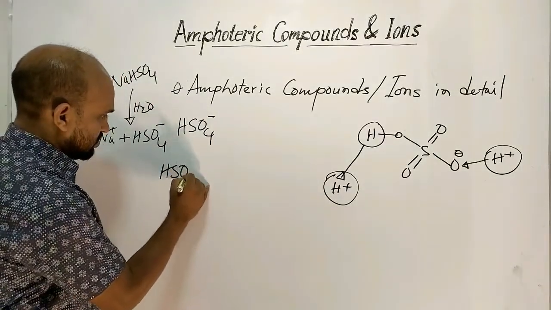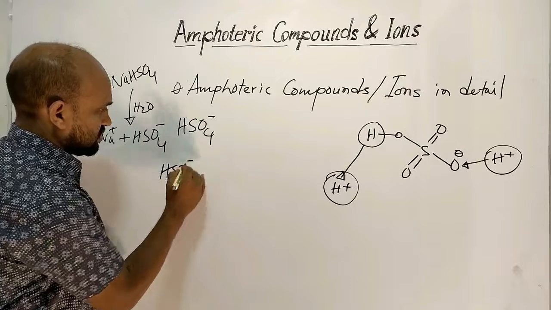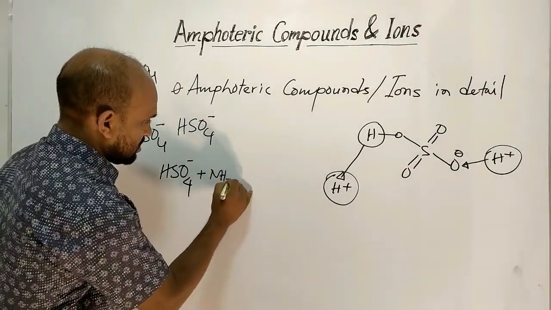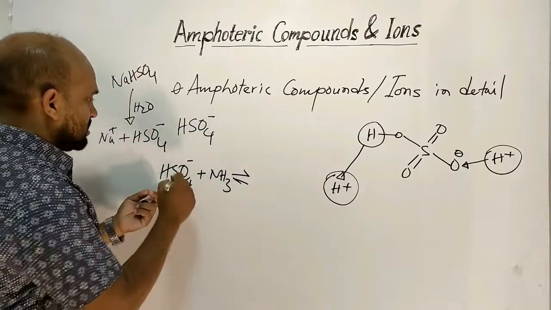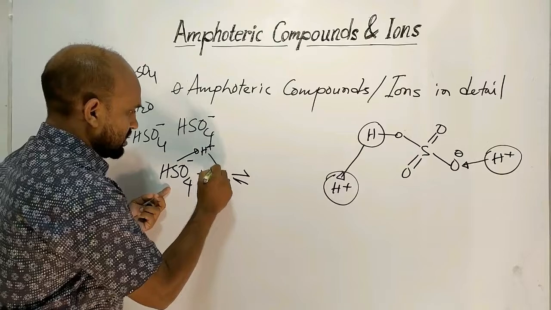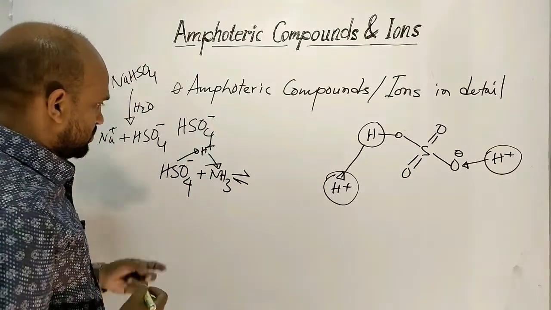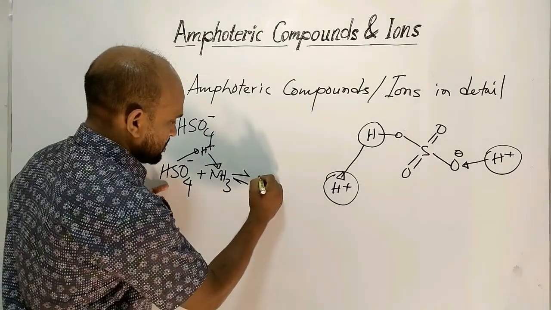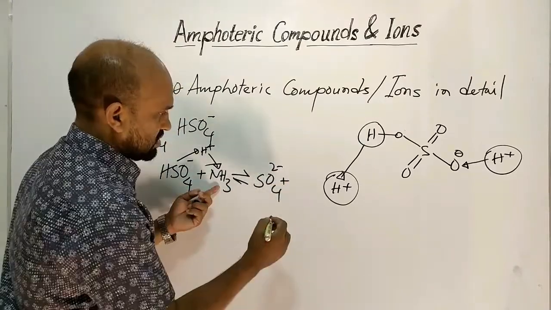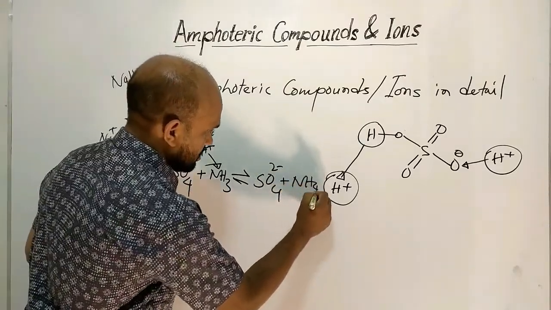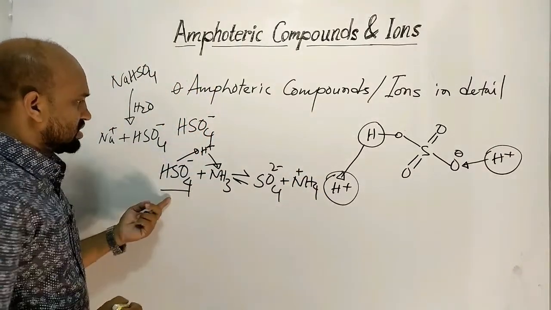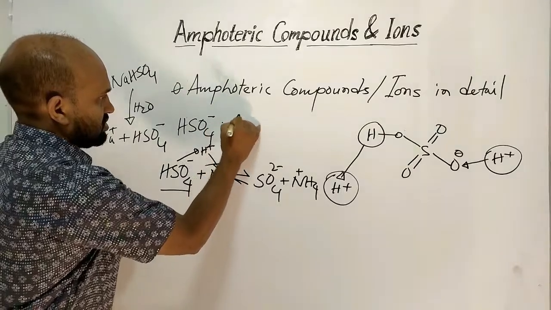This is bisulfate ion. When it is added to ammonia, it donates a proton and ammonia accepts that proton. After donating, bisulfate ion becomes sulfate ion and ammonia becomes ammonium ion. So here bisulfate ion acts as acid.